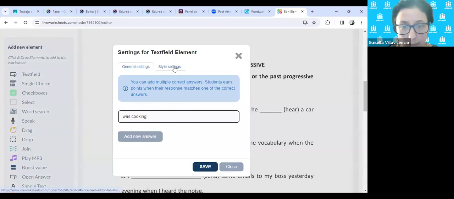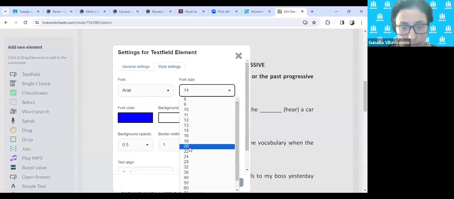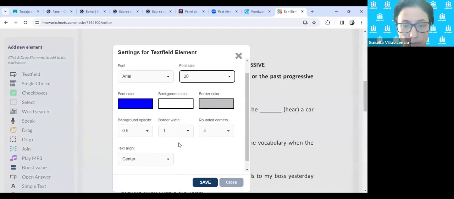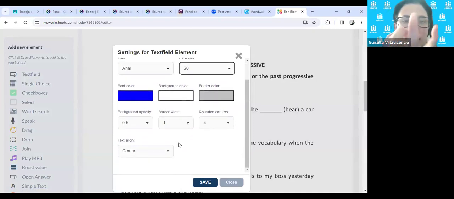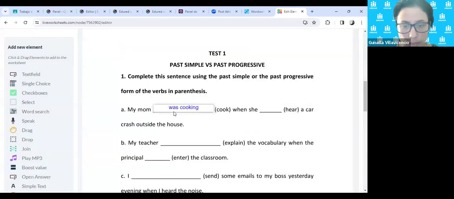Acá en Style Settings puedo poner que la letra sea grande, que sea de 20. Puedo cambiar el color de la letra, puedo cambiar el color del fondo de la letra, el borde. Eso es formato ya de cómo se va a ver la letra. ¿Right? Pero lo voy a dejar así en 20, que sea más grandecito. Ya, y esta es la respuesta que ellos tienen que escribir. Was.